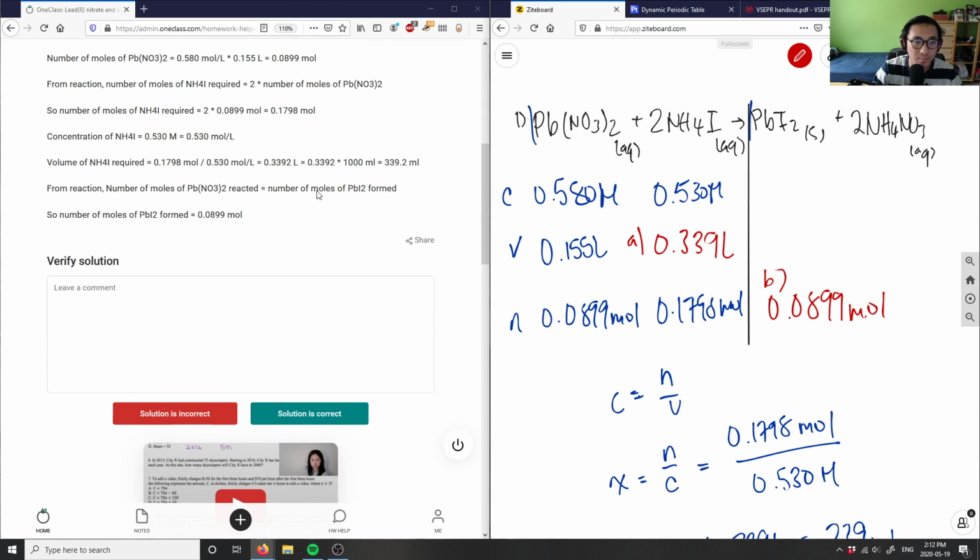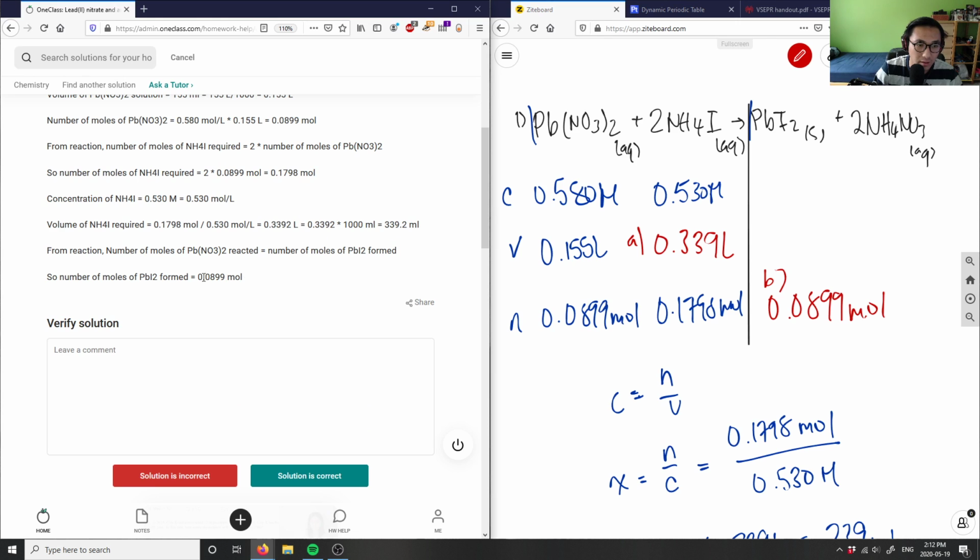So this solution here is correct. Again, they have this answer given here, and also here as well. So the solution here is correct. It's good analysis as well.